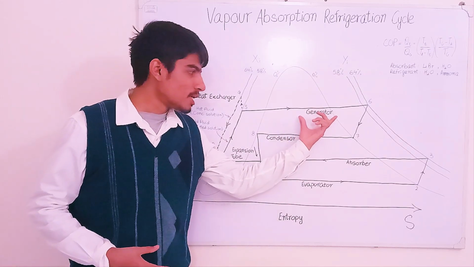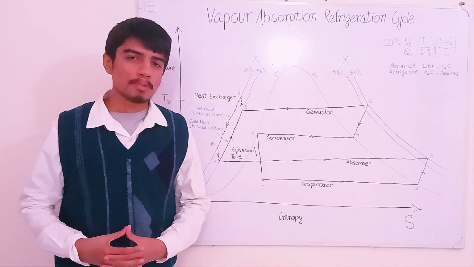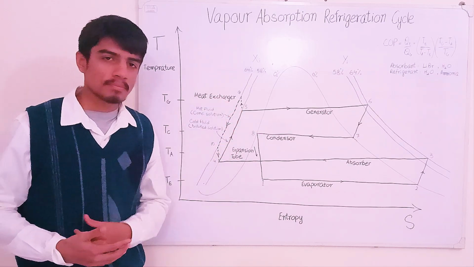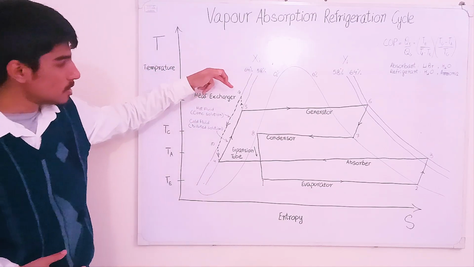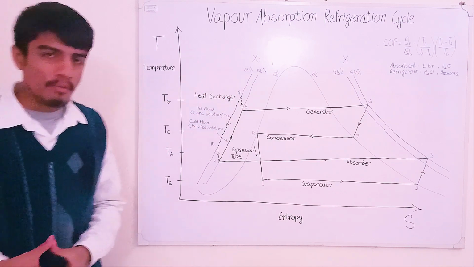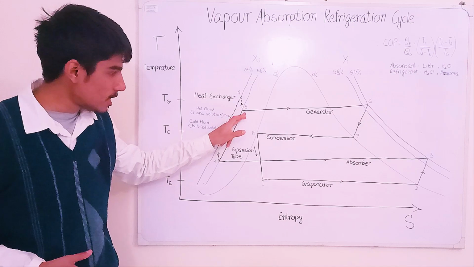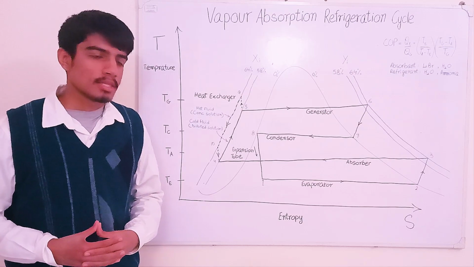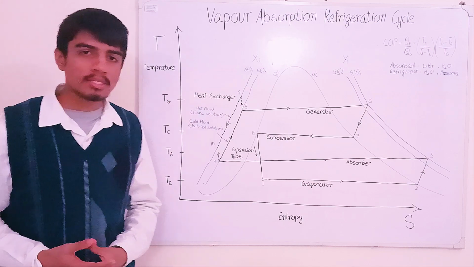Before entering the generator, this weak solution is required to be preheated. For this purpose, we pass this weak solution through a counterflow type heat exchanger. In this heat exchanger, the strong solution moving from the generator towards the absorber acts as a hot fluid, while the weak solution moving from the absorber towards the generator acts as cold fluid. As a result of heat exchange, the temperature of the weak solution is increased before entering the generator.